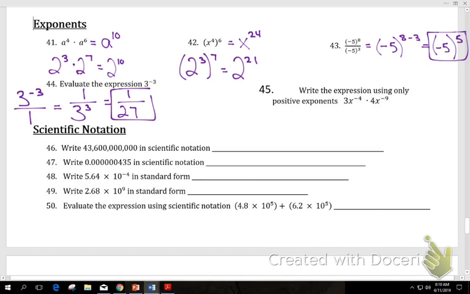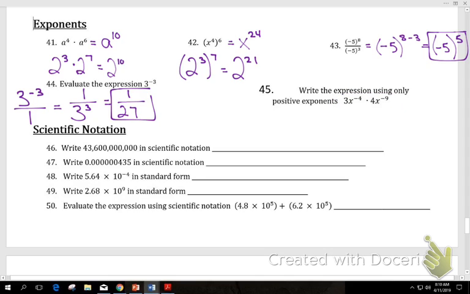Okay, next problem, number 45. We have 3x to the -4th times 4x to the -9th power. I need to evaluate this, but then my answer has to be using only positive exponents. I'm going to go ahead and walk around and check on you guys and see how you're doing on this problem. Check on your group mates too. If you think you got the right answer, see how they're doing.